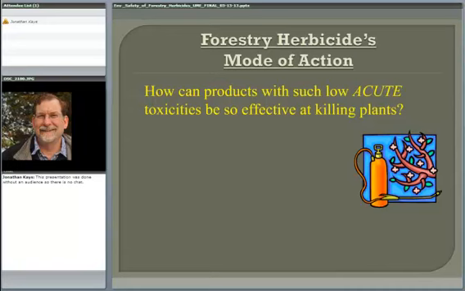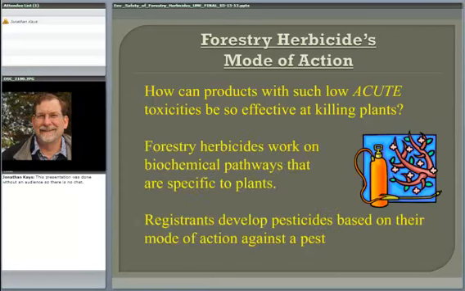So, forest herbicides and mode of action. The question is, how can products with such low acute toxicities be so effective at killing plants? Like I said, the reason lies in the fact that they work on biochemical pathways that are specific to plants. We're talking about the basic biochemical process in plants, which is photosynthesis. So many of these compounds are designed to inhibit photosynthesis, mess up some type of cycle involved with that, or with amino acids, which are the building blocks of many cells, and researchers develop those pesticides based on their mode of action against the pests.